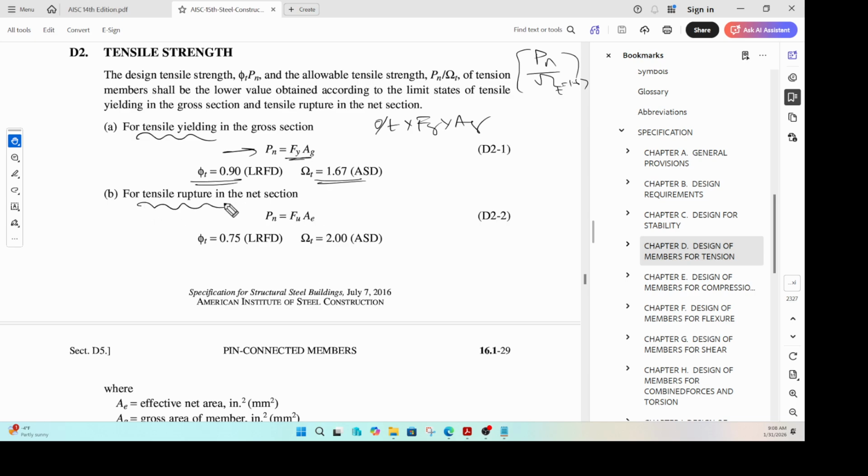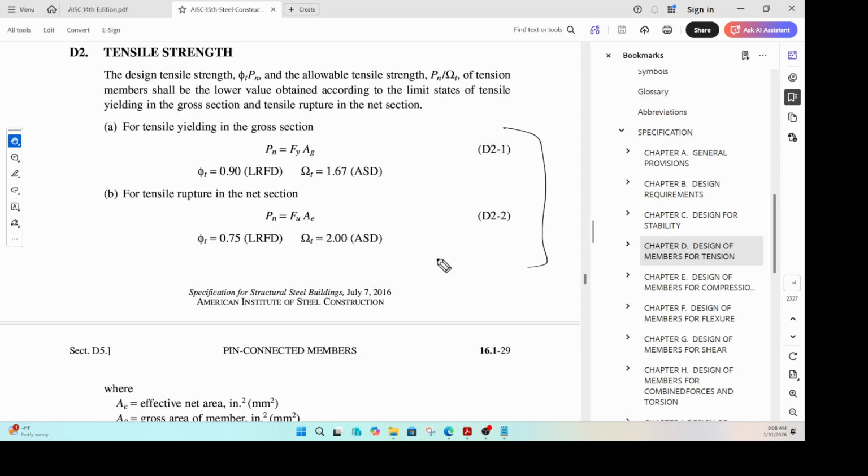Tensile rupture is happening on the net section, and that is AE. Remember again, AE has to do with the hatched portion there, whereas AG has to do with the full section without the deductions. We'll see how AE can be calculated. AE is not just net area. If we scroll down further, you will see all those definitions. So that is what is happening in this section.